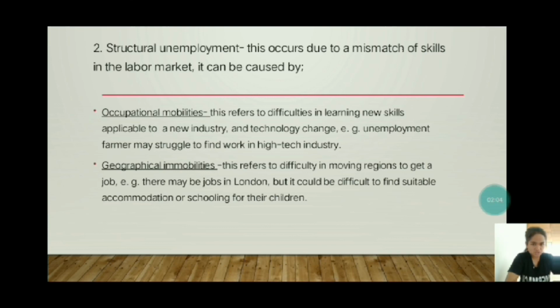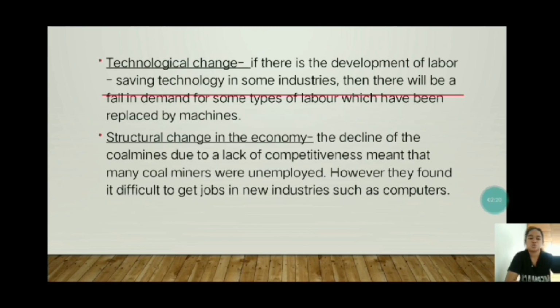Next is geographical immobility. This refers to difficulty in moving regions to get a job. There may be jobs in London, but it could be difficult to find suitable accommodation or schooling for their children. Next is technological change.